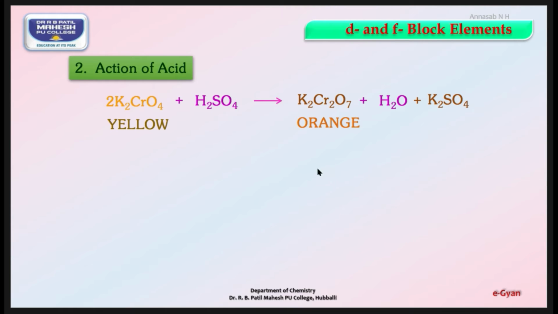So it means by the action of base, orange colored potassium dichromate gives yellow colored K2CrO4, and in acidic condition yellow colored K2CrO4 converts into orange colored K2Cr2O7. Its ionic equation is 2CrO4 2 minus treated with 2H plus ions gives rise to Cr2O7 2 minus plus H2O.